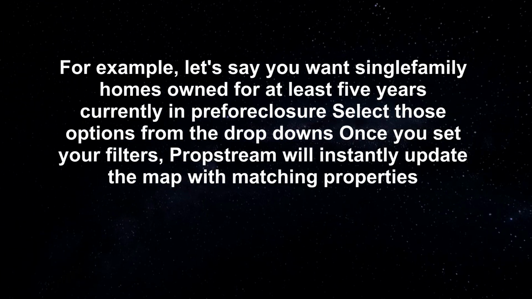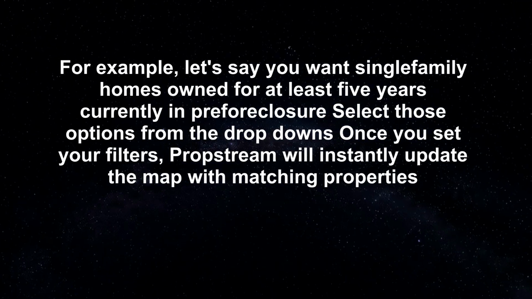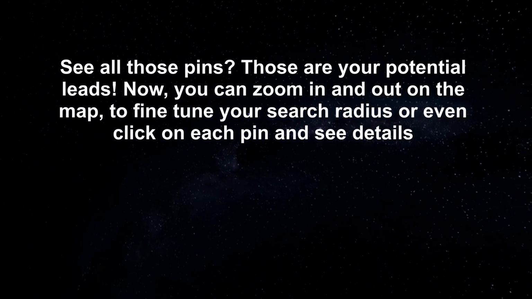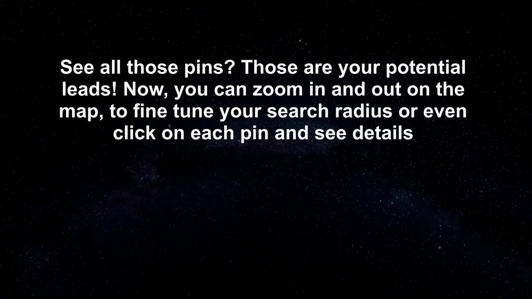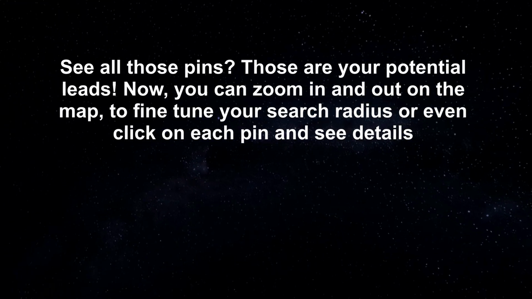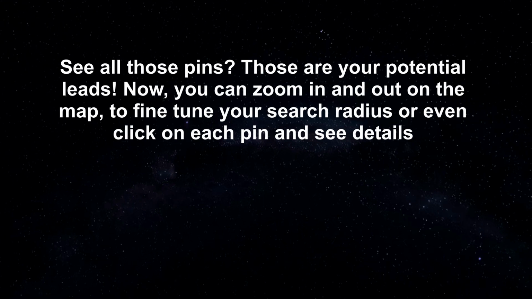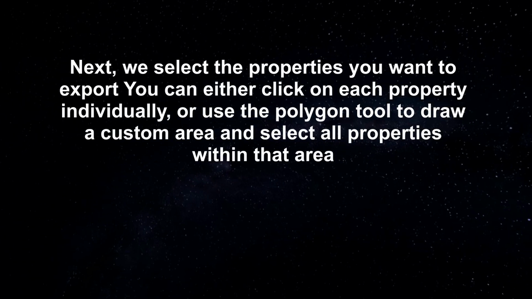Once you set your filters, Propstream will instantly update the map with matching properties. See all those pins? Those are your potential leads. Now, you can zoom in and out on the map to fine-tune your search radius or even click on each pin and see details. Next, we select the properties you want to export.